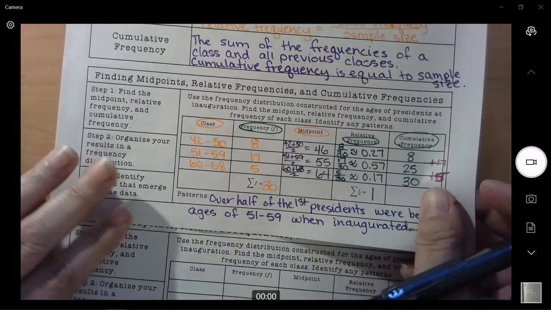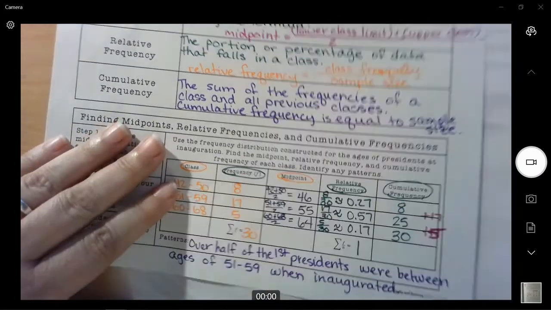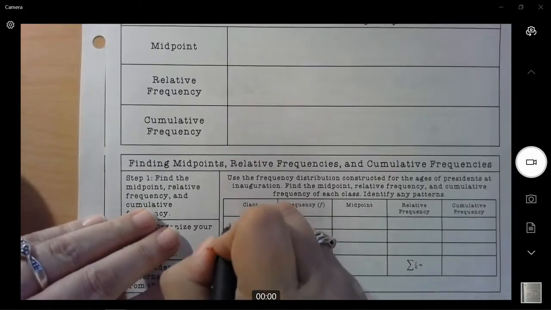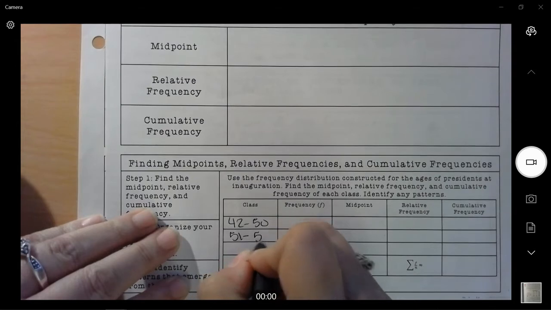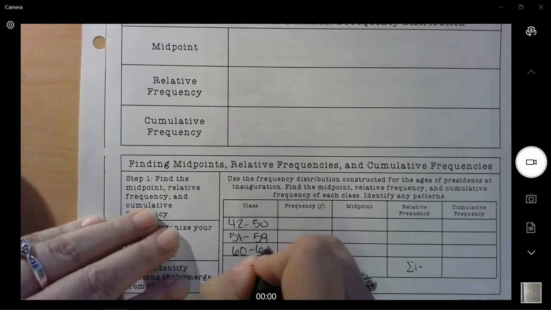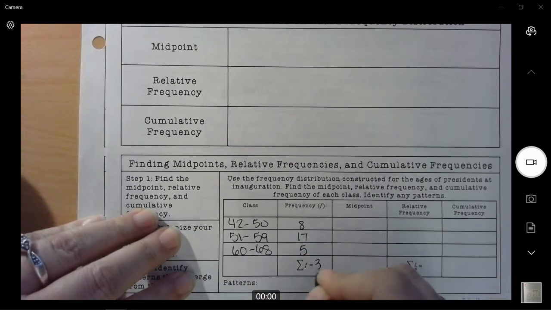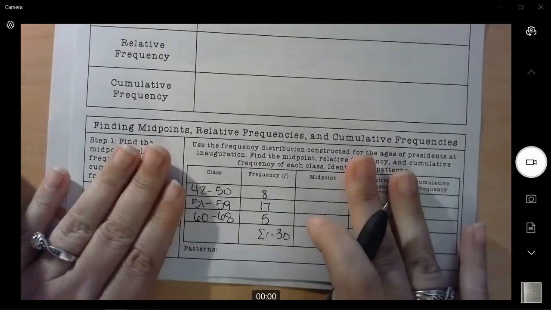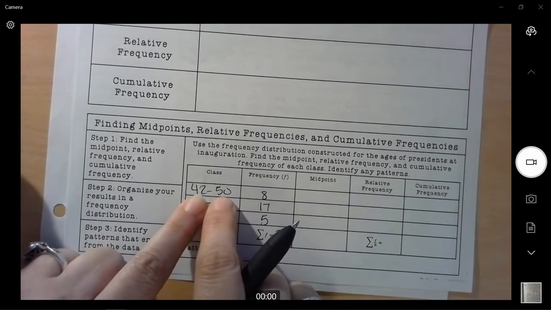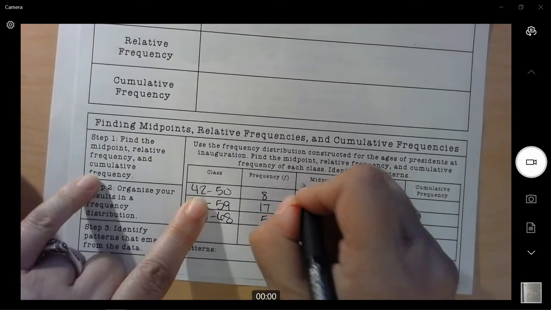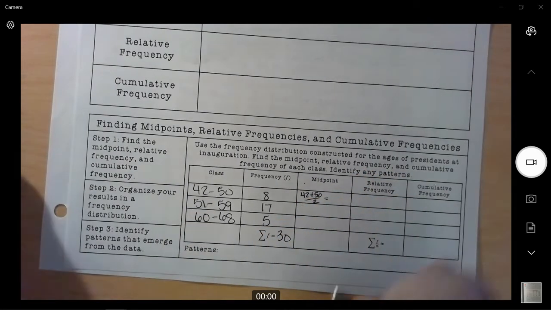So let's look at an example all filled out. The first 2 parts are copied down. So what we're going to do is copy down our numbers, 42 to 50, 51 to 59, and then 60 to 68. And the frequency from our previous example stays the same, and the sum stays the same. So that part stays the same. Now we're going to do the midpoint. Midpoint is you take your 2 class limits and you add them up, 42 plus 50, and divide by 2, and that will tell you your midpoint.